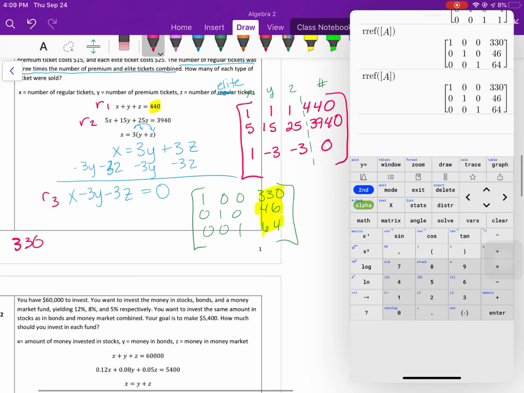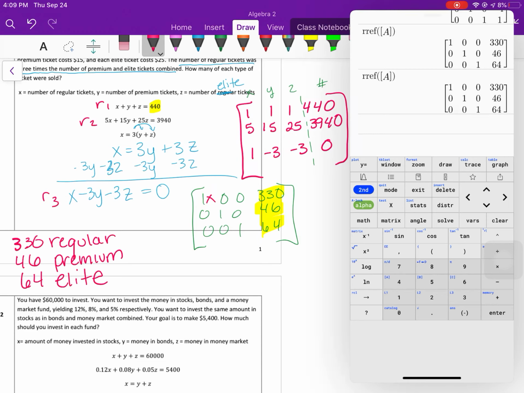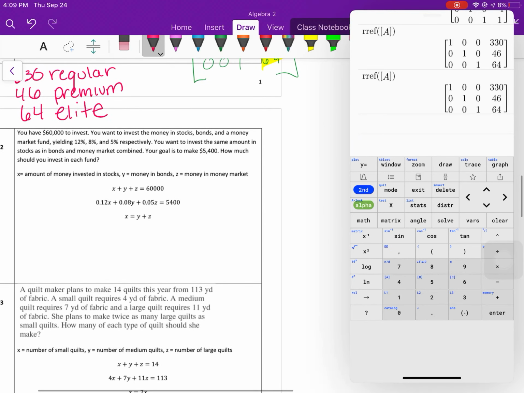So then you would be able to answer this. It was 330 was X, so that's 330 regular tickets. And then it's 46 premium, and then 64 elite tickets. So that's how you would answer that question.